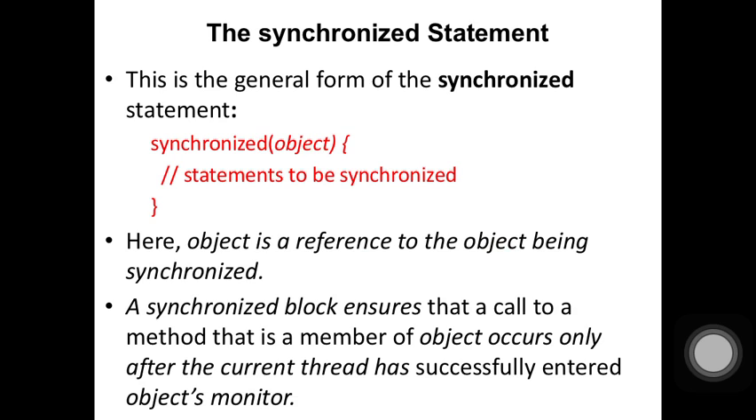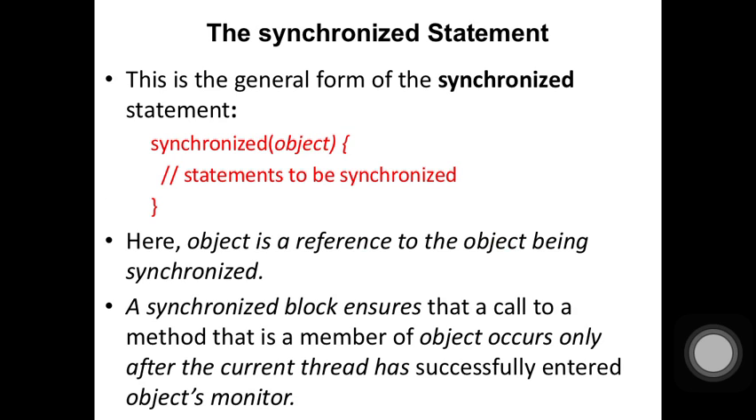The synchronized block is like this. synchronized is a keyword, followed by an open parenthesis, an object, and a close parenthesis. Inside the block we mention the statements of that synchronized code. Here object is a reference to the object being synchronized. A synchronized block ensures that a call to a method that is a member of object occurs only after the current thread has successfully entered object's monitor.